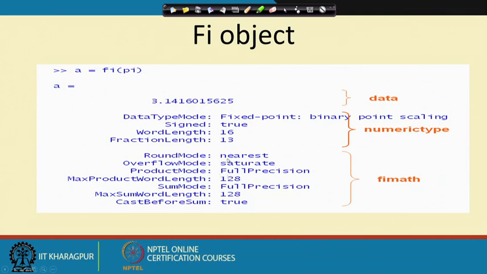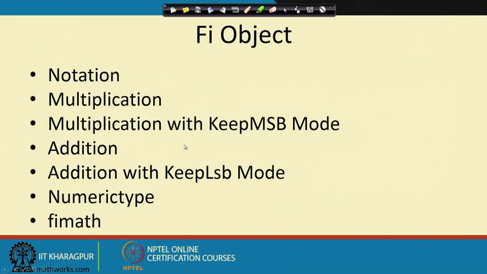And then this is the rounding mode. It has chosen nearest, and the overflow mode is saturate. So, if you just type this in MATLAB, you will get this information. Okay. So, with this FI object you can implement multiplication with keep MSB mode, then addition with keep LSB mode, and then the numeric type. So, these are the things which you can do in MATLAB using this fixed point toolbox. Okay.